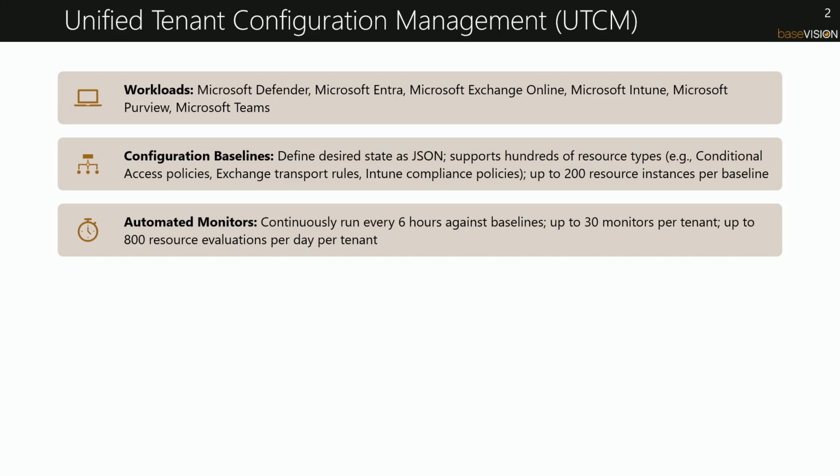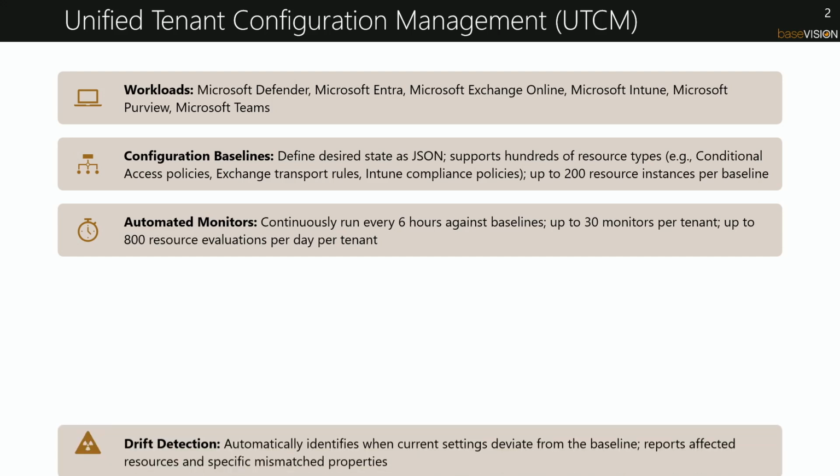Then, of course, the automated monitors. That's what you are here for: the automated way of the service itself to run every 6 hours against the baselines you defined. Like that, it's possible to be notified, or to create an automation to be notified, when some drifts are happening. There is also a limitation here, 30 monitors per tenant, but with those 30 monitors per tenant, you can reach a lot of resources.